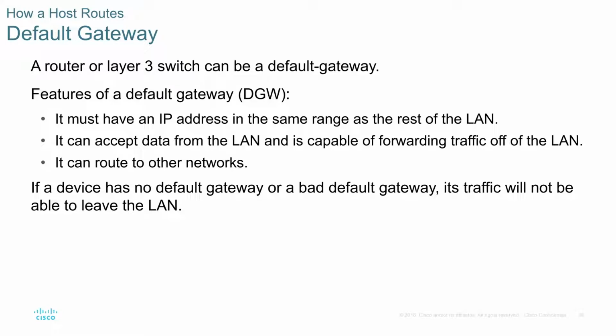Features of a default gateway: it must have an IP address in the same range as the rest of the LAN. It can accept data from the LAN and is capable of forwarding traffic off of the LAN, and it can route to other networks. If a device has no default gateway or a bad default gateway, its traffic will not be able to leave the LAN.